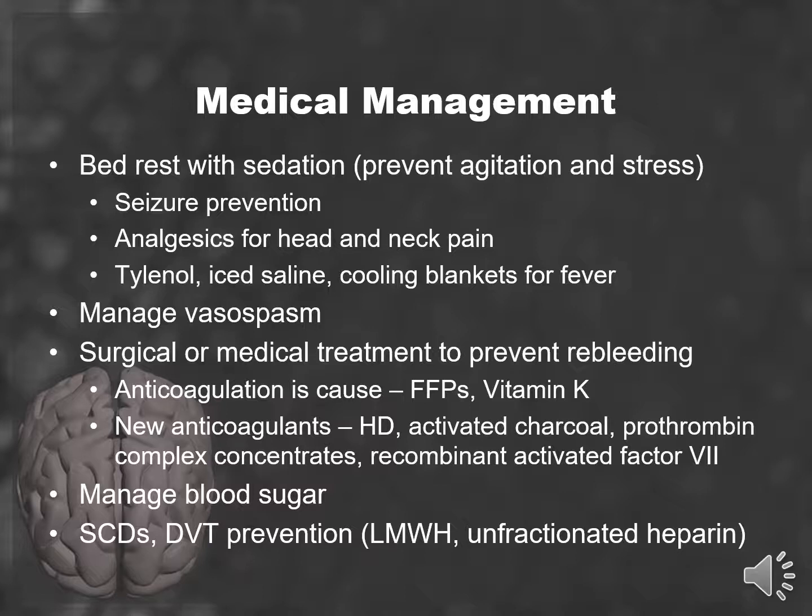Another thing we're looking at is blood sugar. So we are going to monitor that blood sugar very closely to make sure that it doesn't drop too low and that it doesn't go too high, because either extreme is associated with a poorer outcome. Another thing, because we're trying to prevent rebleeding, we could potentially put them into the other end where we have a higher risk for blood clots. So we want to make sure that we are using SCDs and even using something like low molecular weight heparin or unfractionated heparin to prevent those DVTs.